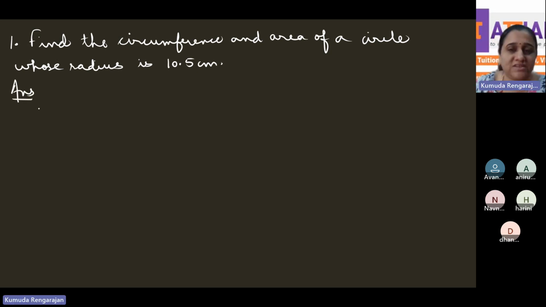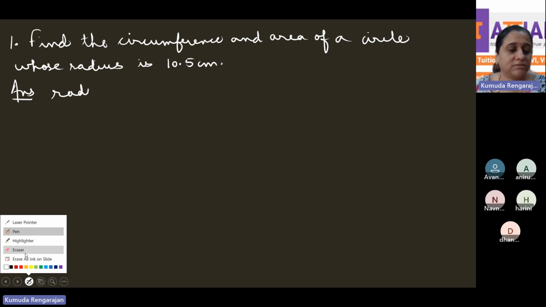I'll do the first one. The second one will be a test for all of you. The first one I'm going to work. So the question is, find the circumference and area of a circle whose radius is 10.5 centimeters. So radius is given to you. So radius, that is r. You can write simply r.